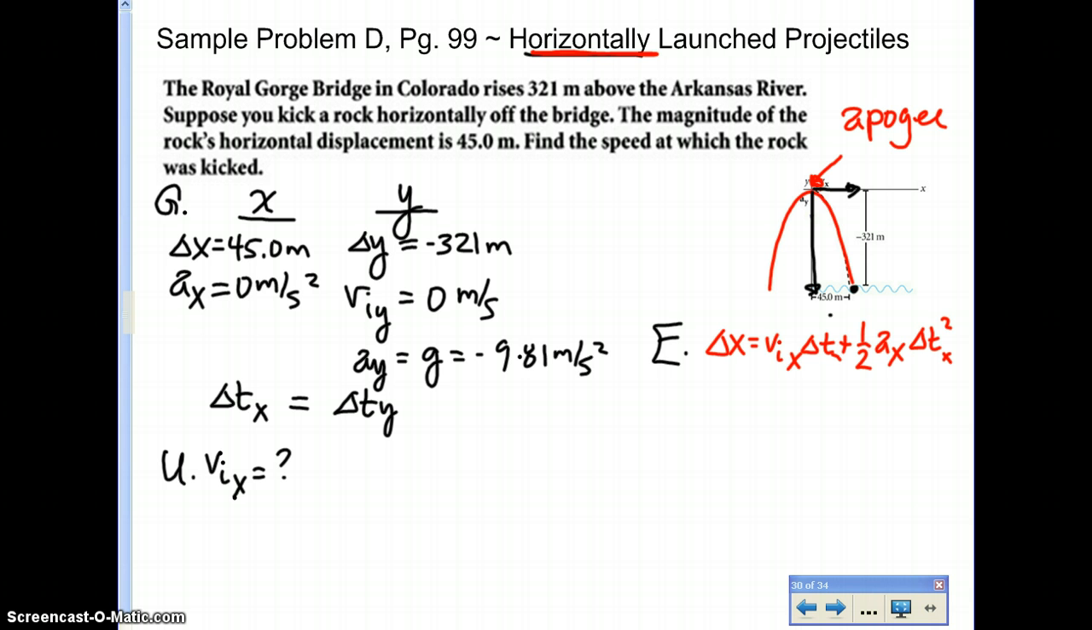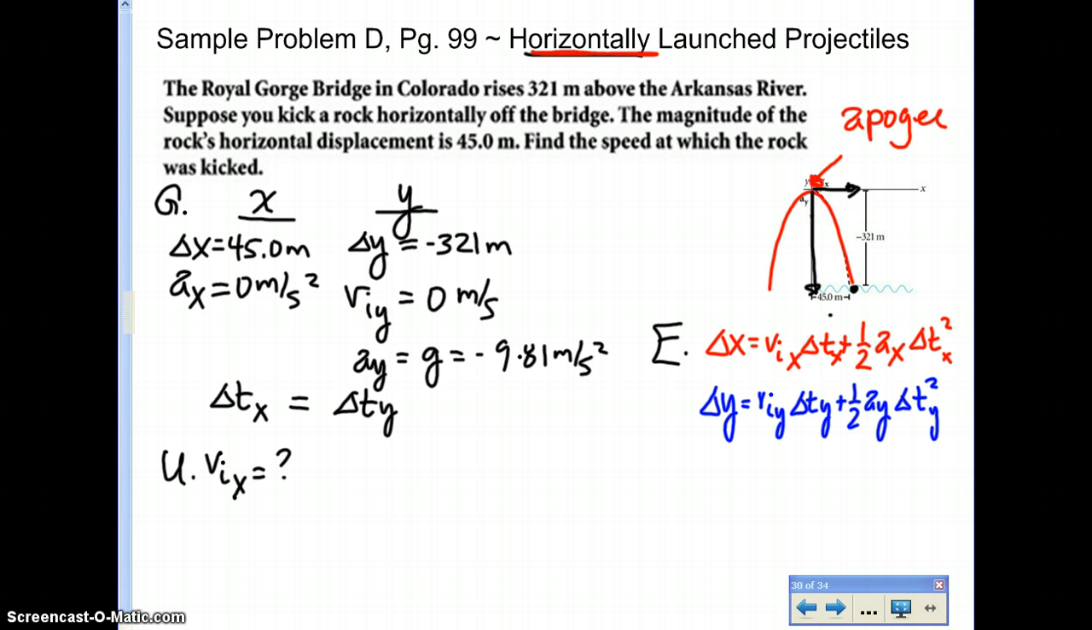And I'm putting X's on everything because everything in this equation has to describe what's going on in the X direction. The same equation describes what's happening in the Y direction, but I'm changing everything to Y's. Delta Y equals V initial Y delta T Y plus 1/2 A Y delta T Y squared. This is the same equation. They're both no final velocity equations for our projectile.